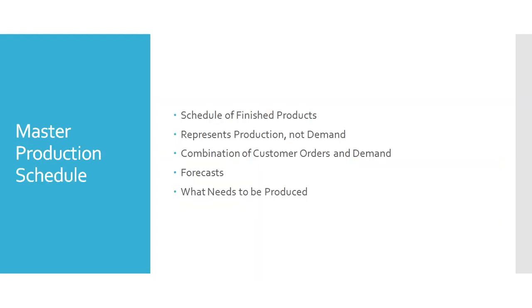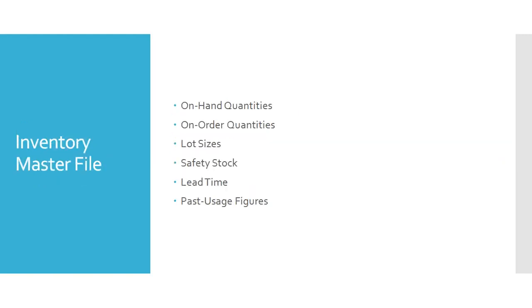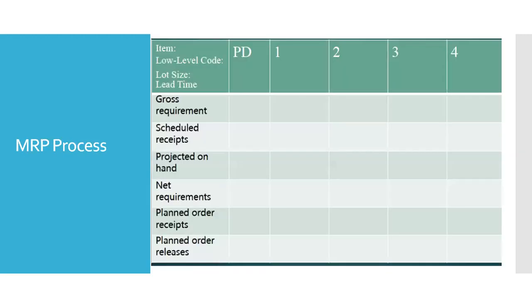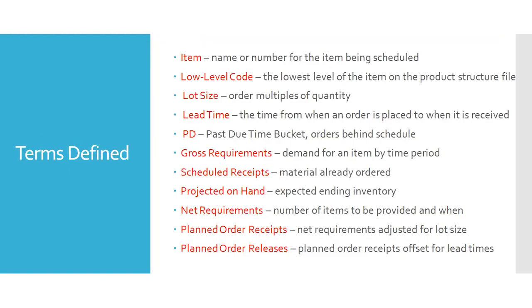Master production schedule: a schedule of finished products, which represents production, not demand. It is a combination of customer orders and demand forecast, and when they need to be produced. Inventory master file: on-hand quantities, on-order quantities, lot sizes, safety stocks, lead time, and past usage figures. Now, based on this, we have the level code for different inventory costs like gross requirement, scheduled receipt, projected on hand, net requirement, planned order, and planned order release. What are the terms that are defined for inventory, like items, and the number of these items being scheduled?